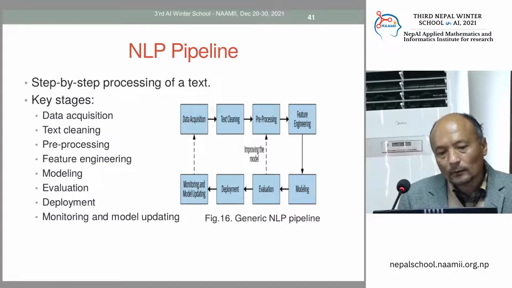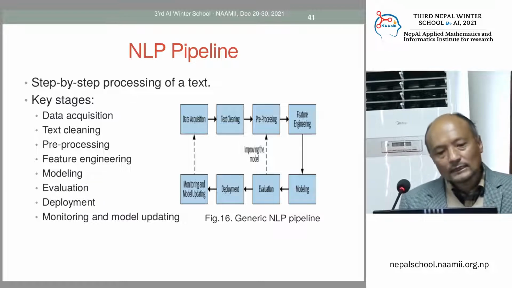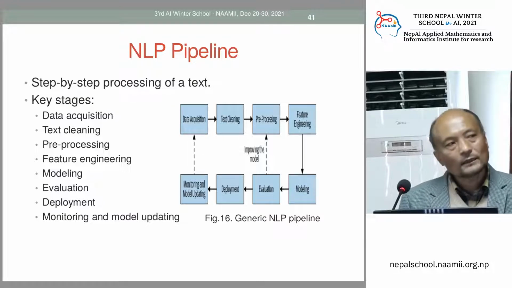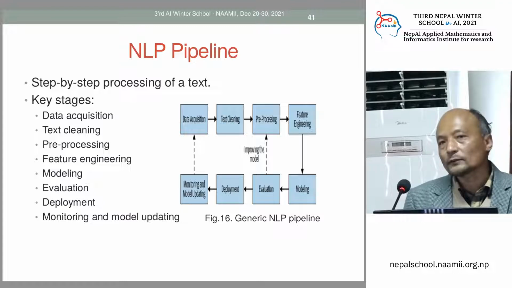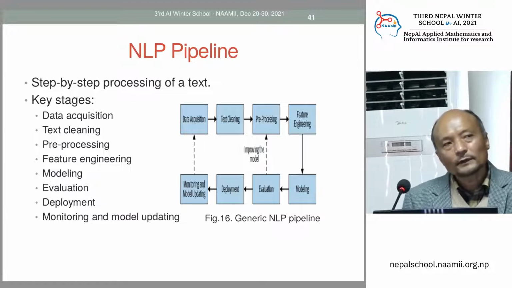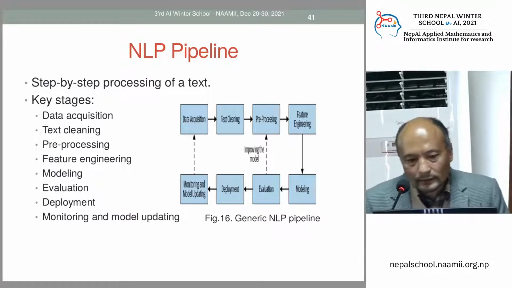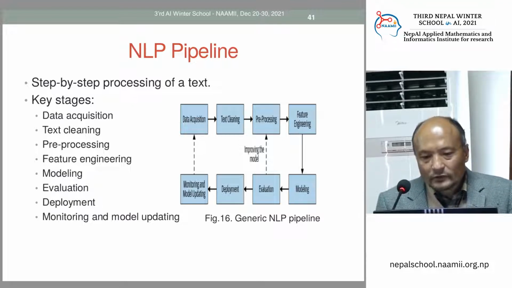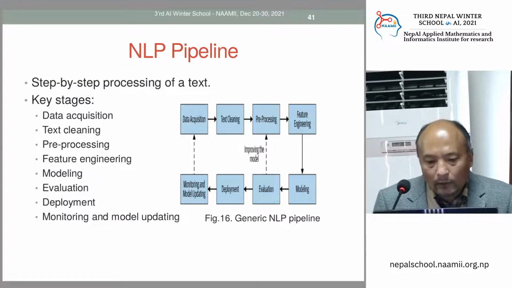And then you basically develop a model. Once you develop the model, you need to evaluate it for its goodness, right? Once you have evaluated it, then you deploy it, and then the final step would be monitoring and model updating. Just making sure that your model is working well, right? And whether it needs further improvements or not, right? So you have this generic NLP pipeline in figure 16 there. You have data acquisition followed by text cleaning, pre-processing, feature engineering, modeling, evaluation, deployment, and monitoring and model updating.